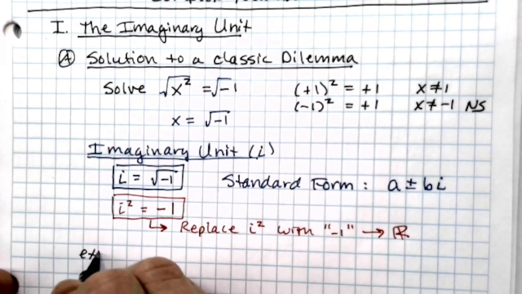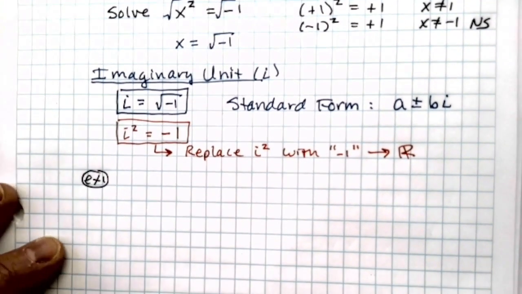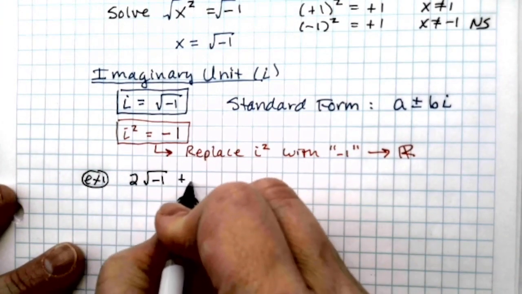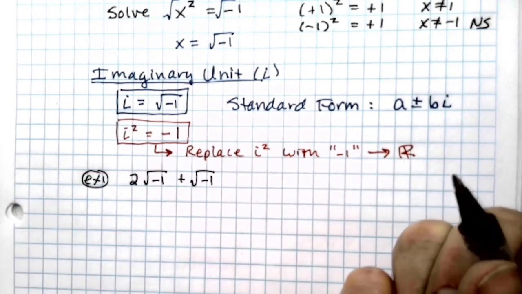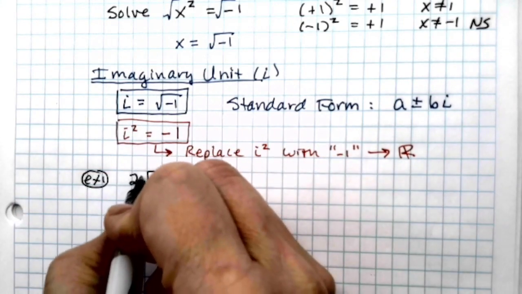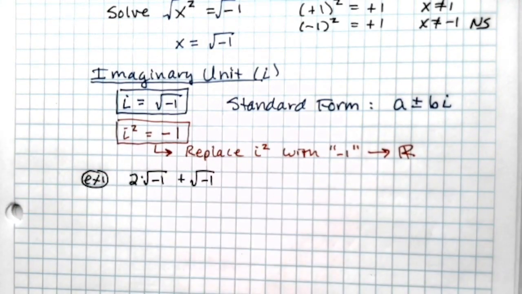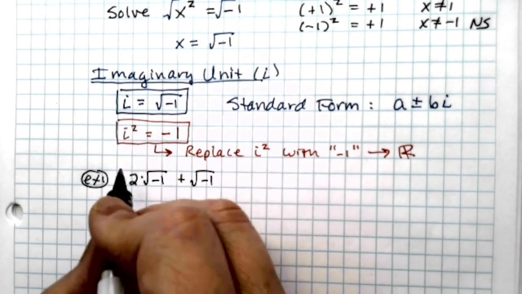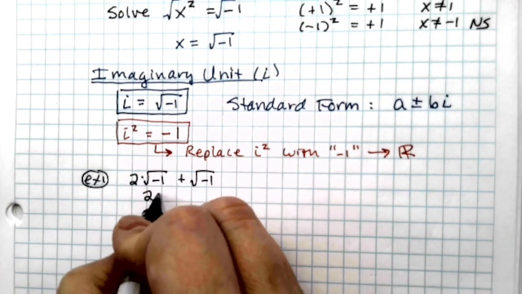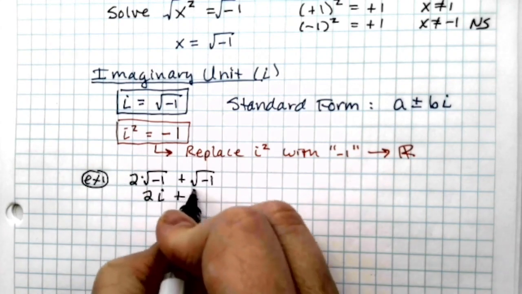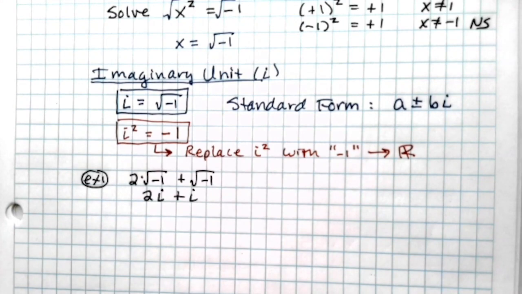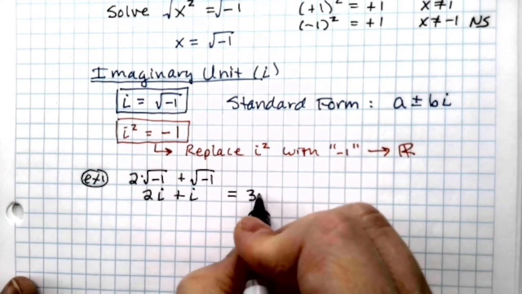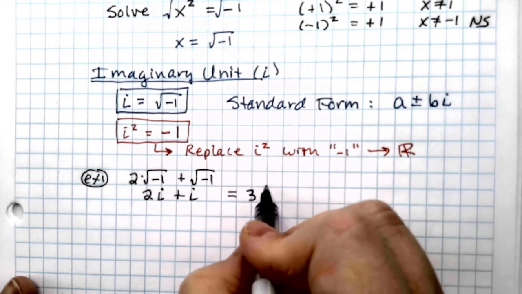Okay, so let's do an example. So example 1. We're going to simplify 2 square root negative 1 plus square root negative 1. So remember that the scalar is being multiplied by the radical. We make the replacement of i for the radical negative 1, and this gives us 2i plus i. And then you add them just like it was 2x plus x. 2i plus i is 3i. And that would be your answer.